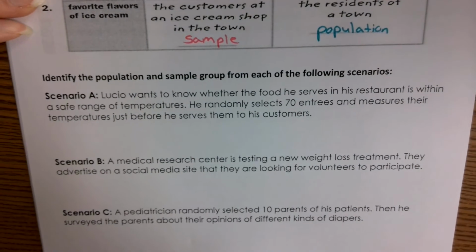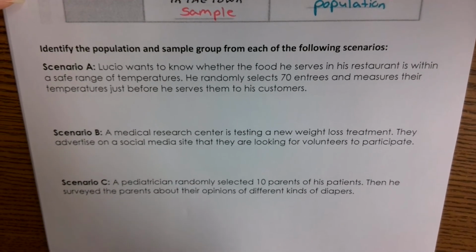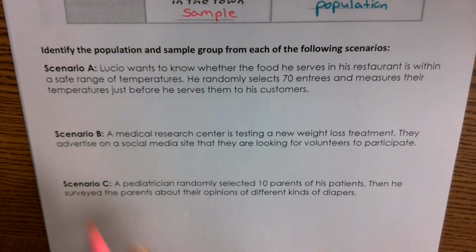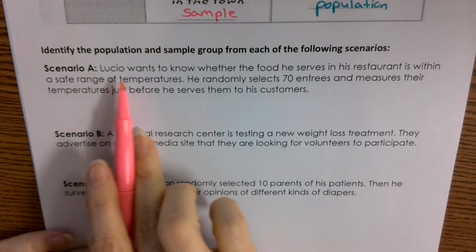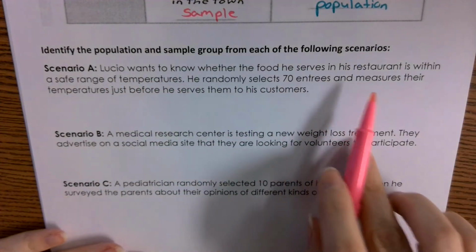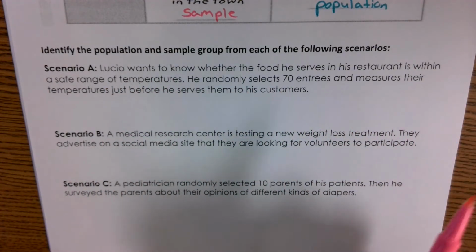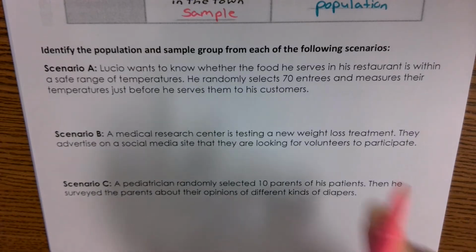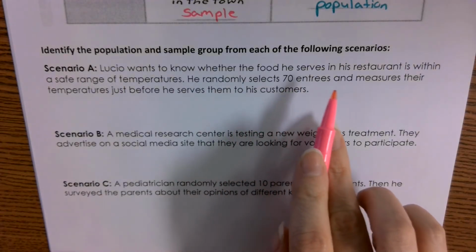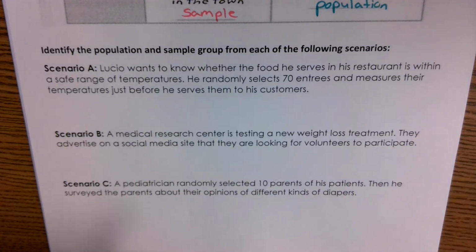Knowing that your sample is supposed to be a representation of the population. So here's what I mean. For scenario A, Lucio wants to know whether the food he serves in his restaurant is within a safe range of temperatures. He randomly selects 70 entrees and measures their temperatures just before he serves them to the customers.